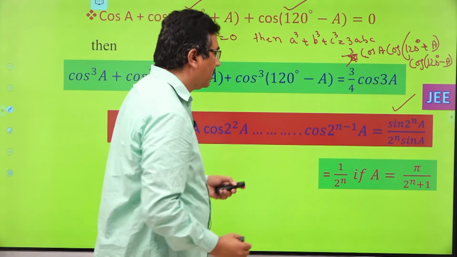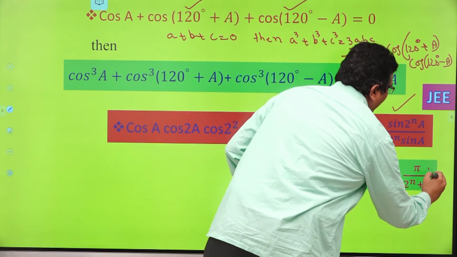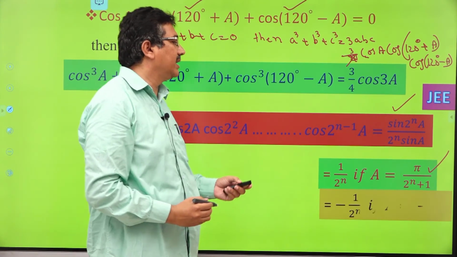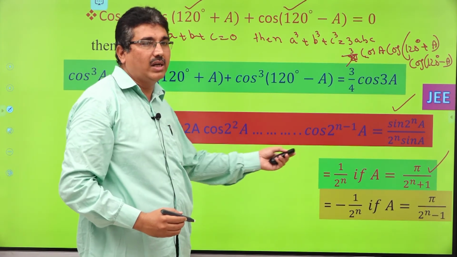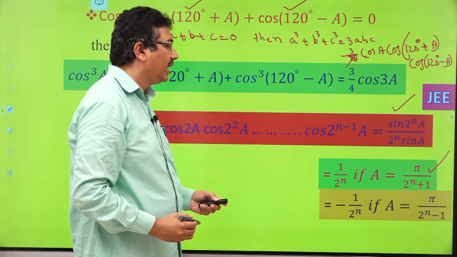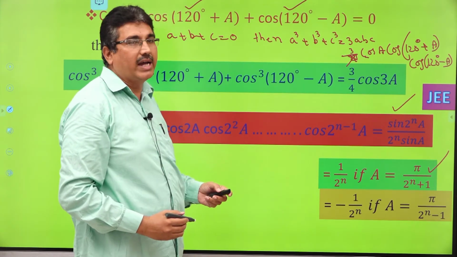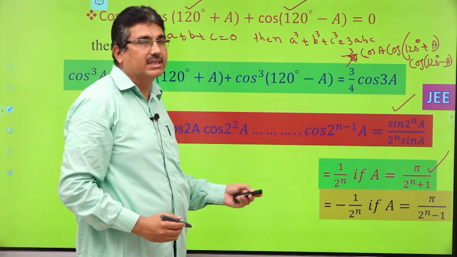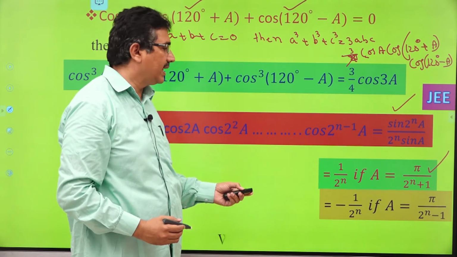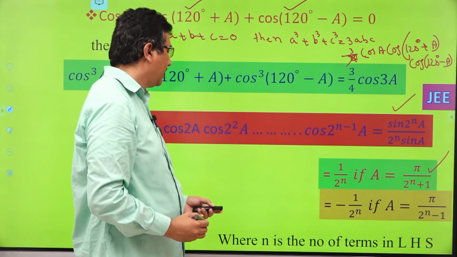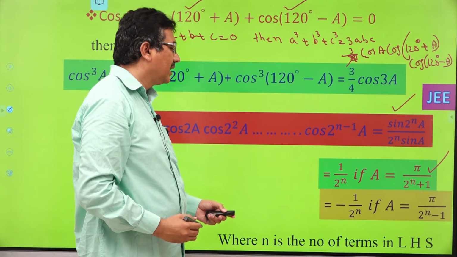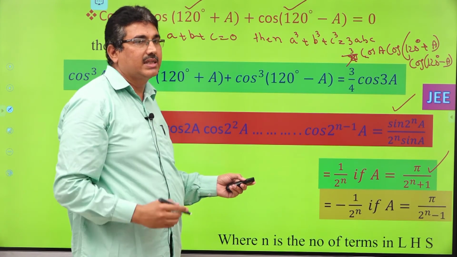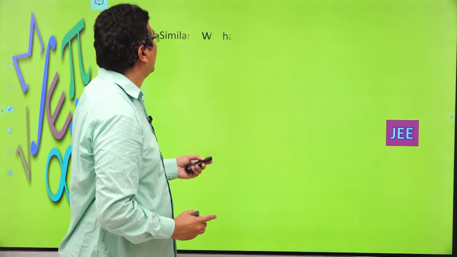If angle A is equal to pi by 2 power n plus 1, in this case the value is equal to 1 by 2 power n. If A is equal to pi by 2 power n minus 1, in this case that is equal to minus 1 by 2 power n, where n is the number of terms in LHS. See one example of this problem.